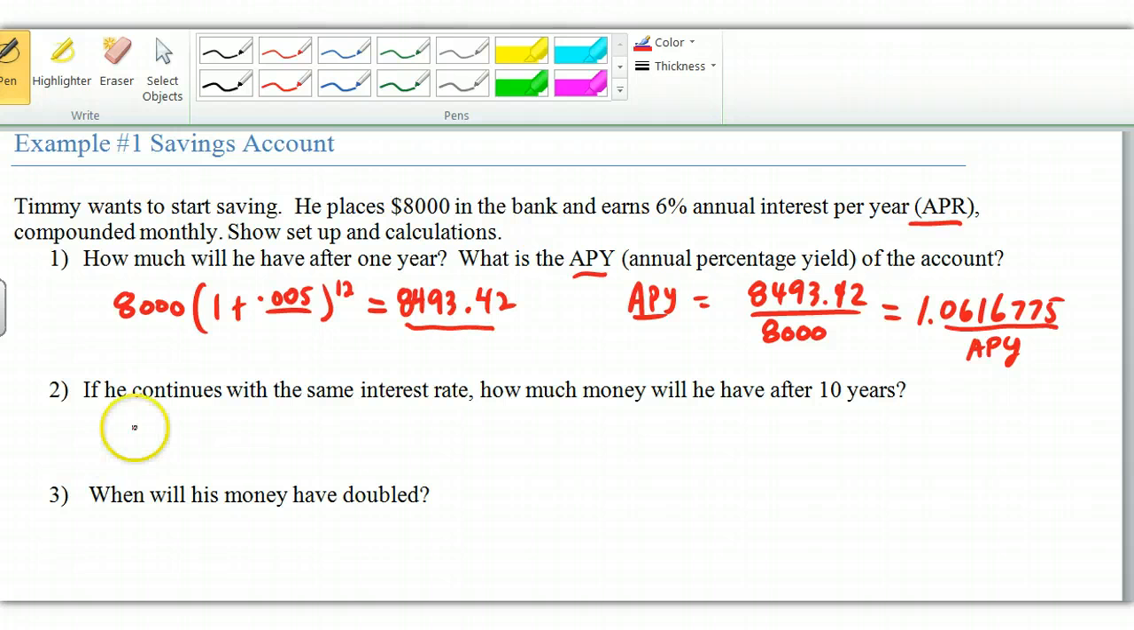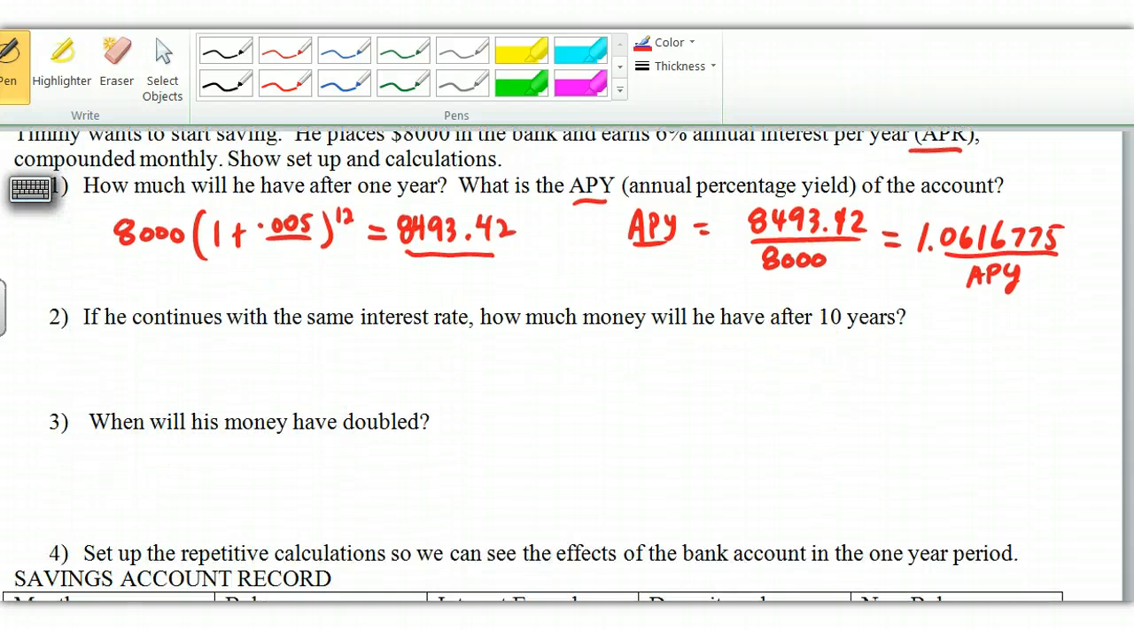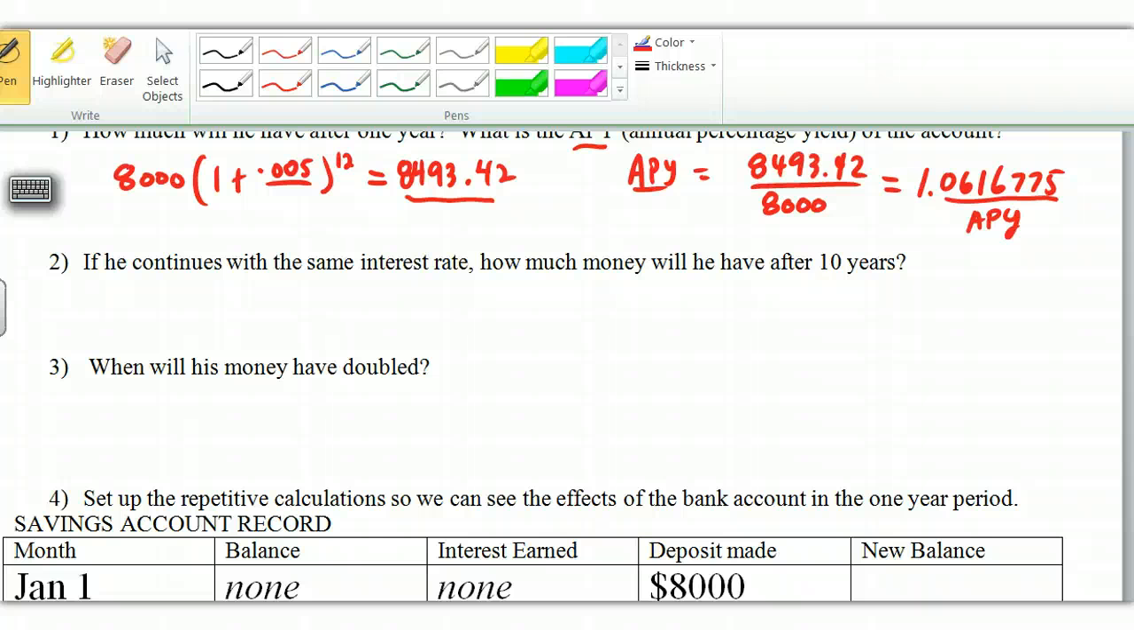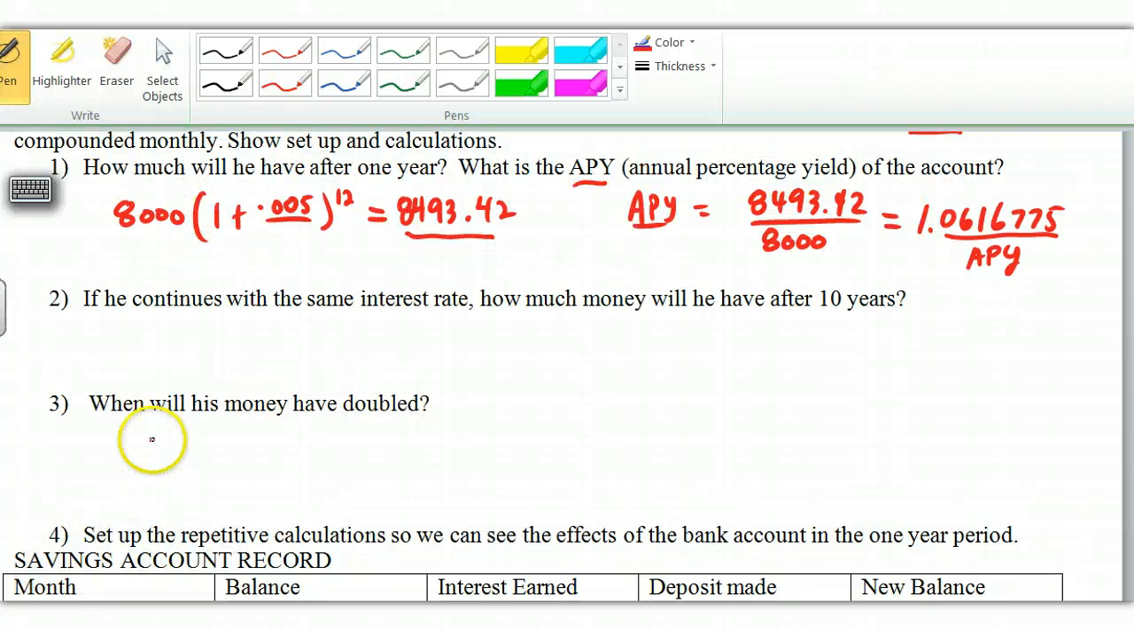Okay, and so then we can do this again with 10 years. We already did this on the previous slide. And here's a question for you. When will my money double? Well, we can use some of the information that we had before.